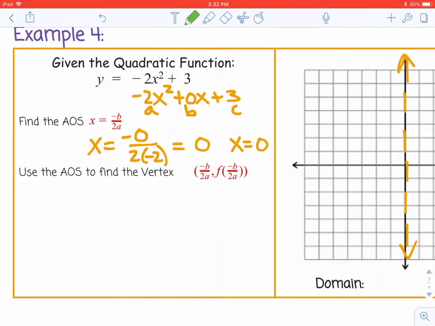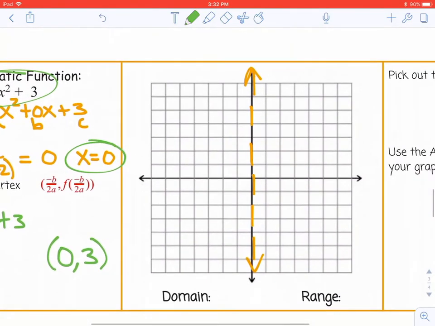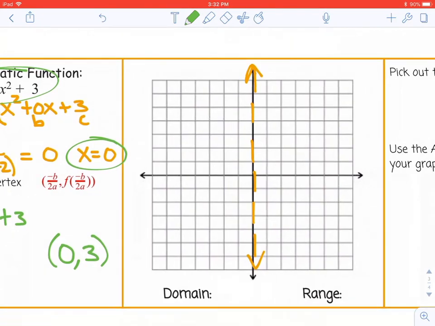So we're going to plug in x equals 0 into our original function and simplify. Negative 2 times 0 squared would just be 0, and then plus 3 is just 3. And then we can write our vertex. So our x was 0 and y is equal to 3, and that is sitting right on the y-axis.